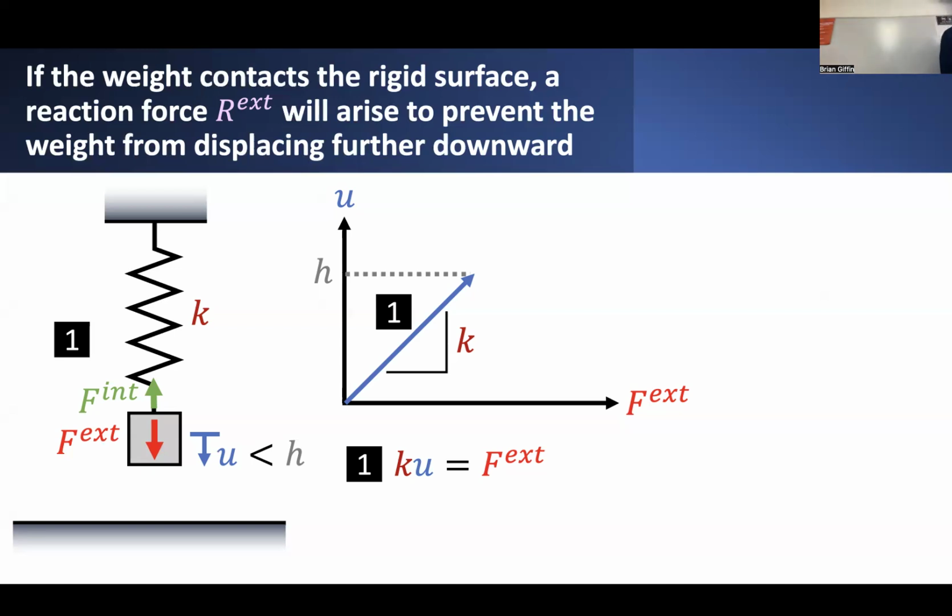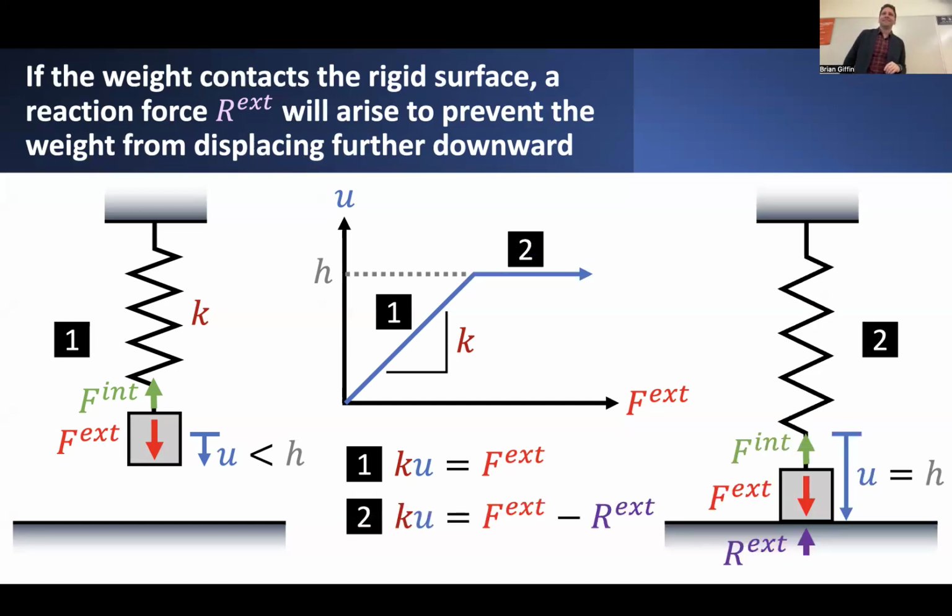And clearly, you can see that the limit occurs once the block goes all the way down and comes into contact with the bottom of this rigid surface. So at that point, what happens? Well, once the block comes to rest on this rigid surface, the spring can't extend anymore. The block just has to sit there at this very same location.